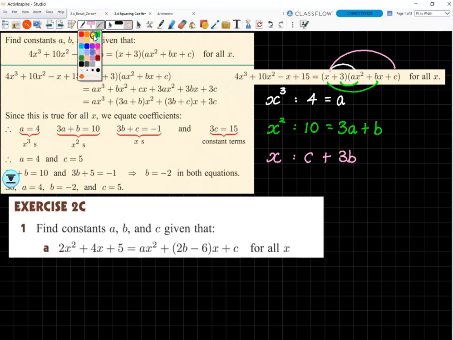Are the colours freaking you out or do they help? So your constant term on the left-hand side is 15, and we get that by 3 times c. So we get 3c. And then that's a little bit.